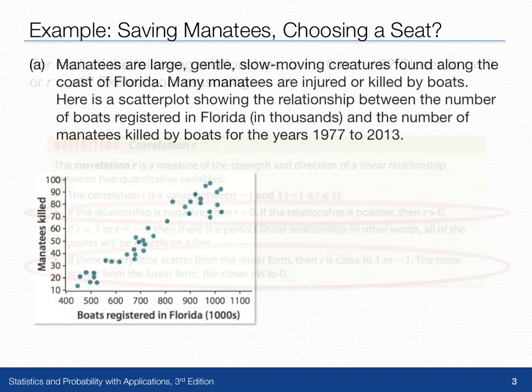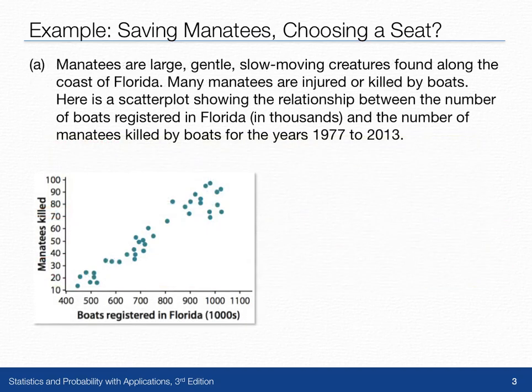is to 0. Manatees are large, gentle, slow-moving creatures found along the coast of Florida. Many manatees are injured or killed by boats. Here's a scatter plot that shows the relationship between the number of boats registered in Florida in thousands and the number of manatees killed by boats for the years 1977 to 2013.